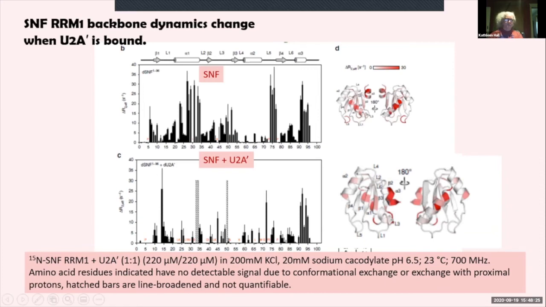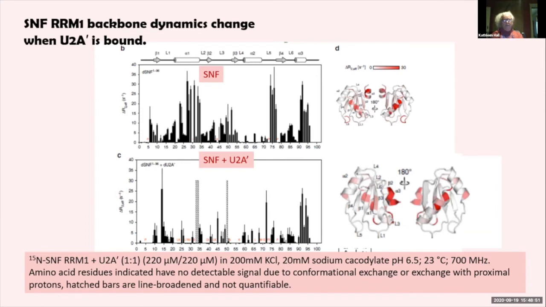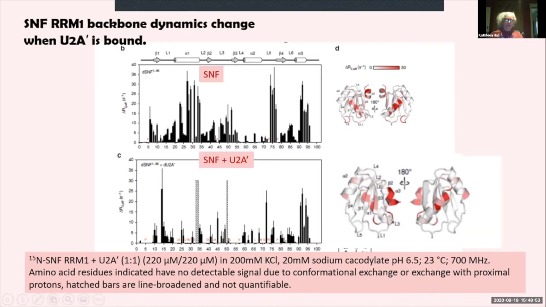So the residues here, again, they're probably in exchange, probably due to conformational exchange. So I said that we've lost the dynamics, but I think what we've really lost is the intensity, because they've gone into exchange. So we've mapped those onto, again, the structure of the domain, and we remember this is the surface that the RNA binds to.